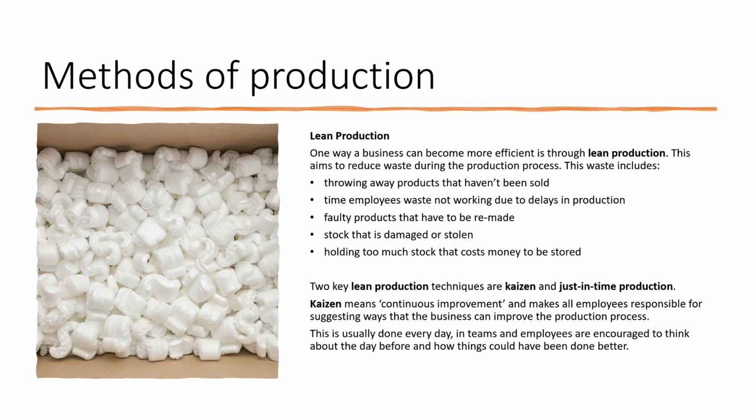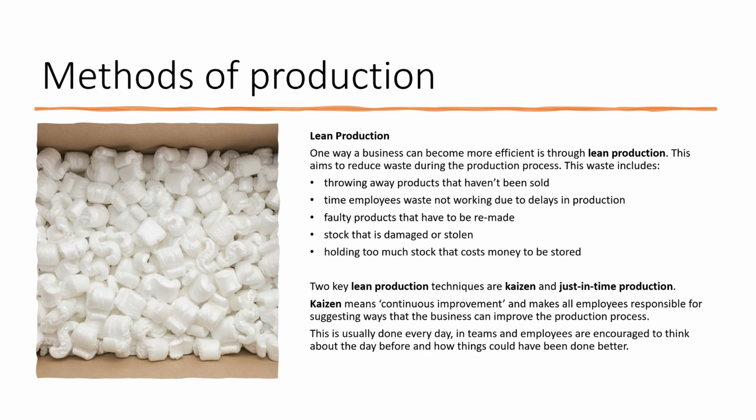Okay? So when talking about lean production, we have two main key techniques, these being Kaizen and just-in-time production. So Kaizen means continuous improvement. So this makes all employees responsible for suggesting ways that the business can improve the production process. This is usually done every day in teams, and employees are encouraged to think about the day before and how things could have been done better.